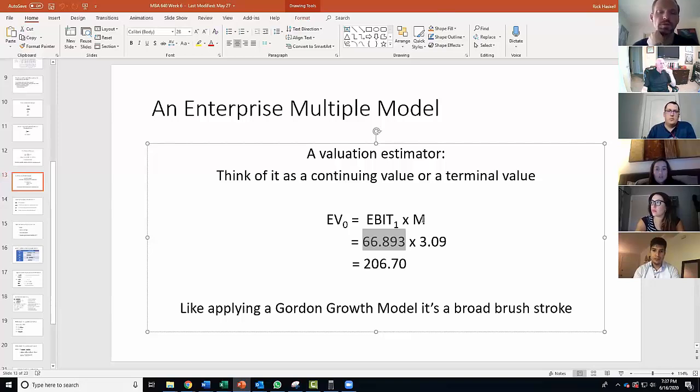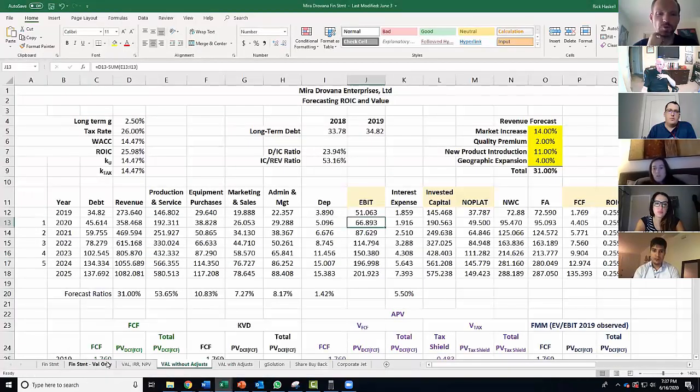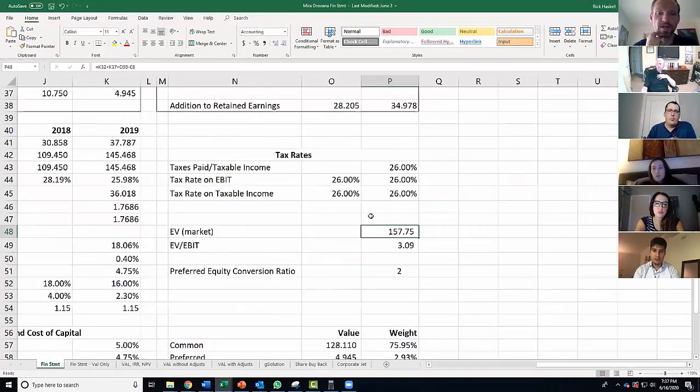I think I follow you. I think where I'm getting confused, will you go back to the Mira-Dravana slide, where you showed how the original multiple was derived? The actual, yeah, there we go. Okay, I gotcha. I was thinking for some reason that 157.75 was the EBIT, not the enterprise value. Got it. Yeah, the EBIT was 51.63 or something like that, Matt.